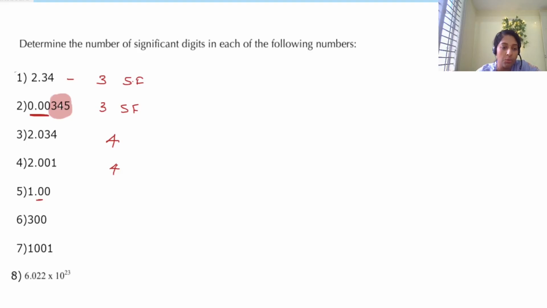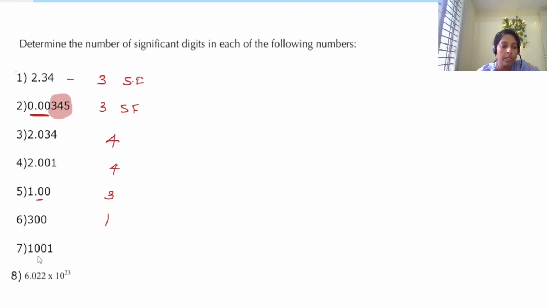So see here, the decimal point is there, so definitely you can count this 0. So 3 significant figures. And how many significant figures are there for 300? See the ending 0, but see, no decimal point. Okay, so that's why you can't count those zeros. There is only one significant figure.